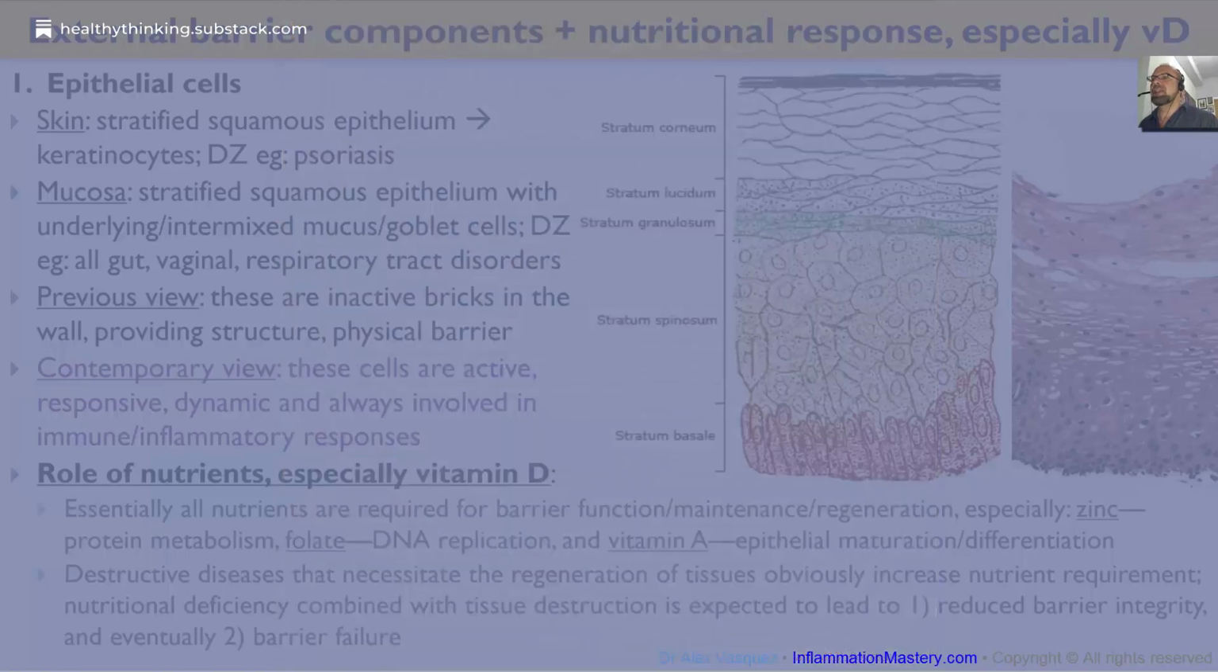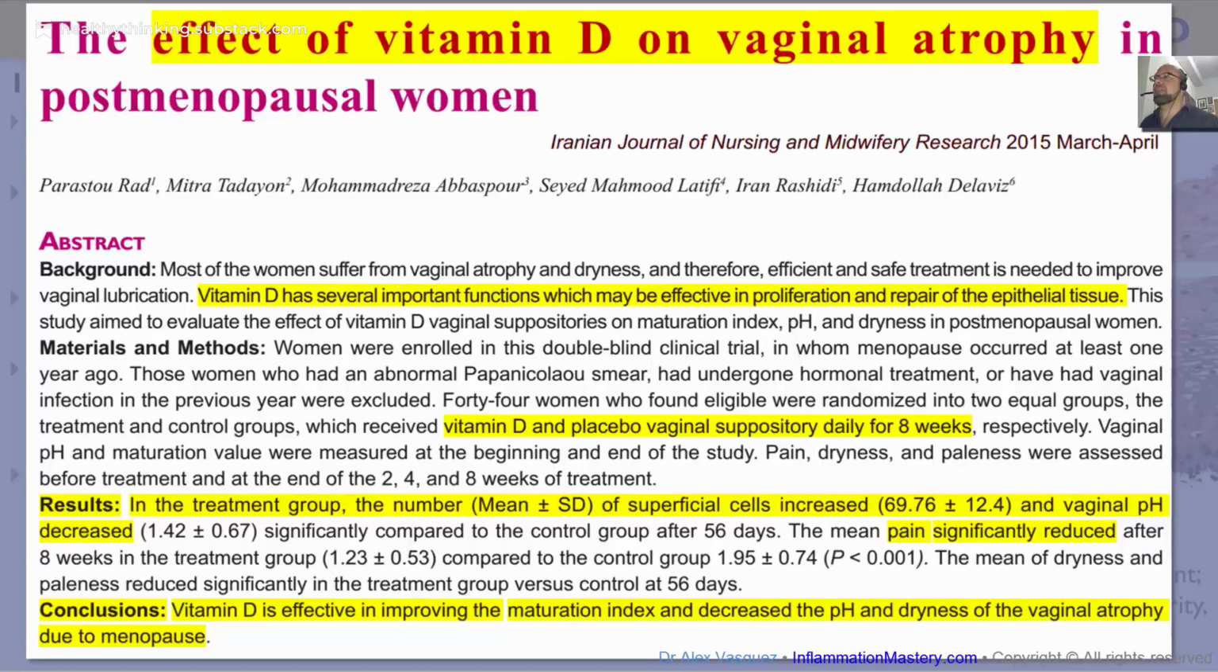Let's look at another study kind of on the same theme, this one from 2015, the effect of vitamin D on vaginal atrophy in postmenopausal women. The authors begin by stating vitamin D has several important functions which may be effective in proliferation and repair of epithelial tissue. Here they used a vitamin D suppository of only 1,000 international units per application. And they looked at this over the course of 8 weeks of treatment.